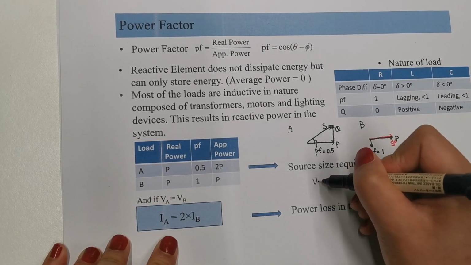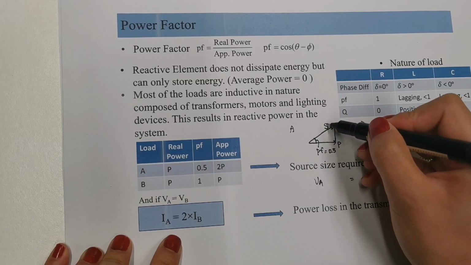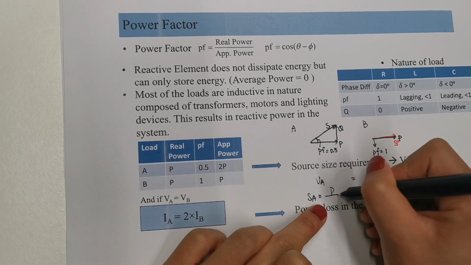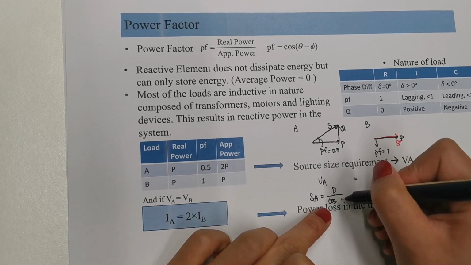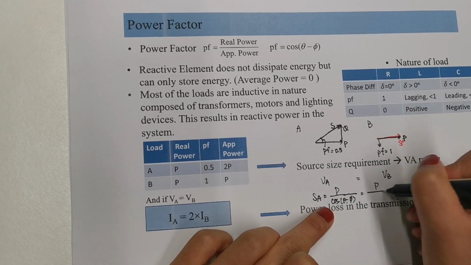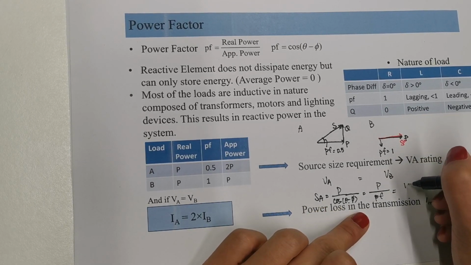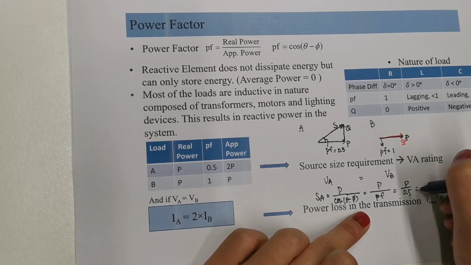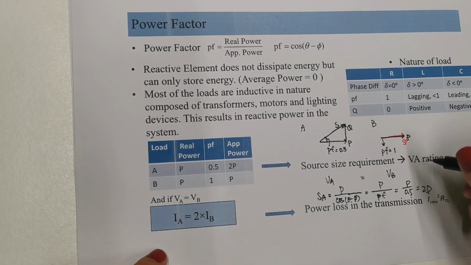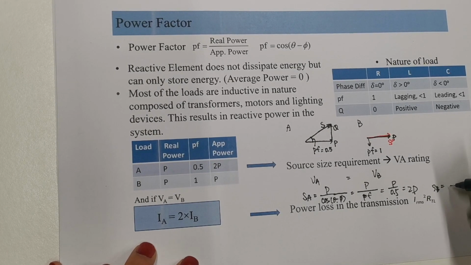If our VA equals our VB, then SA equals P divided by cosine theta minus phi, which is P divided by the power factor, which is P divided by 0.5, which is 2P. And for system B, our apparent power is P.